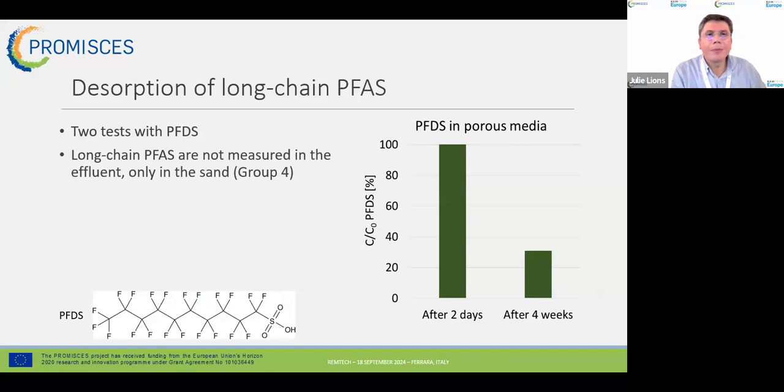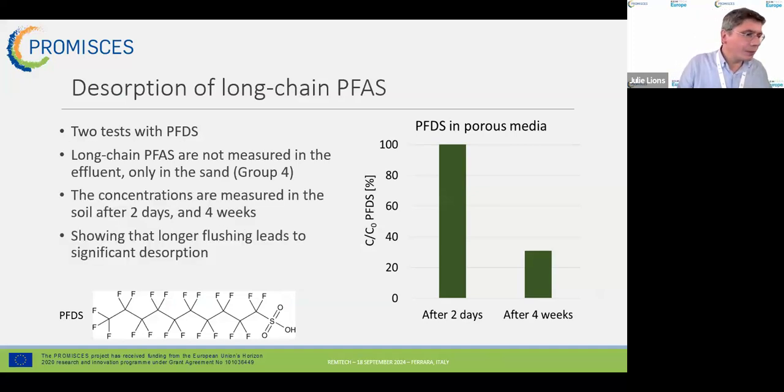Another way to show this is the bar graph, which shows the PFAS we found in the porous media. This is group 4, a long chain PFAS. This shows that almost 70% is flushed out after 4 weeks of flushing, which shows the significant desorption and also implies that even in this group where it seems to have complete sorption, even this sorption is not permanent.